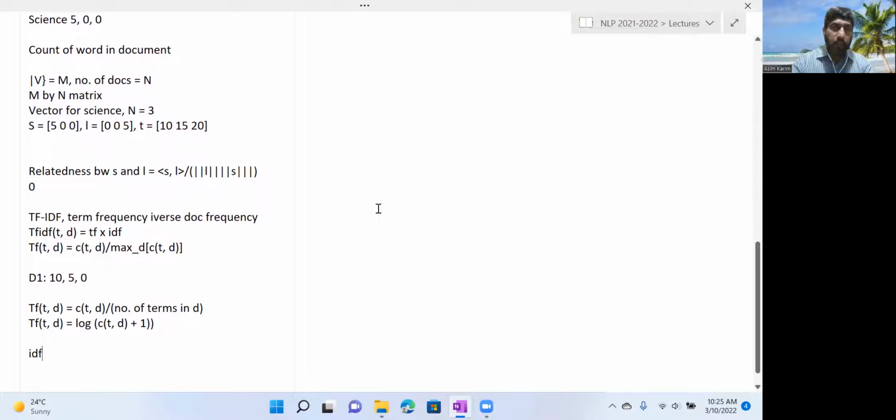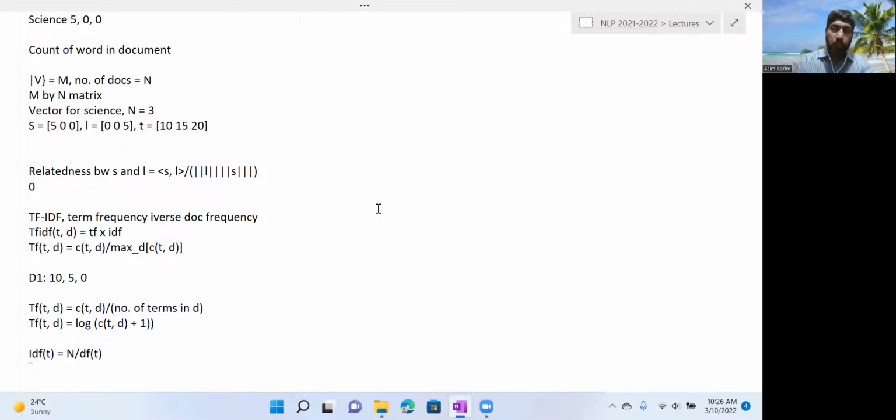So what is IDF? IDF of a term is just defined for a term over a corpus. It is basically the inverse document frequency. So we had n documents, right? And we have the document frequency of t. So what is document frequency? Document frequency is the number of documents that contain this word t. So if this word is contained in all the documents, then the document frequency would be n.